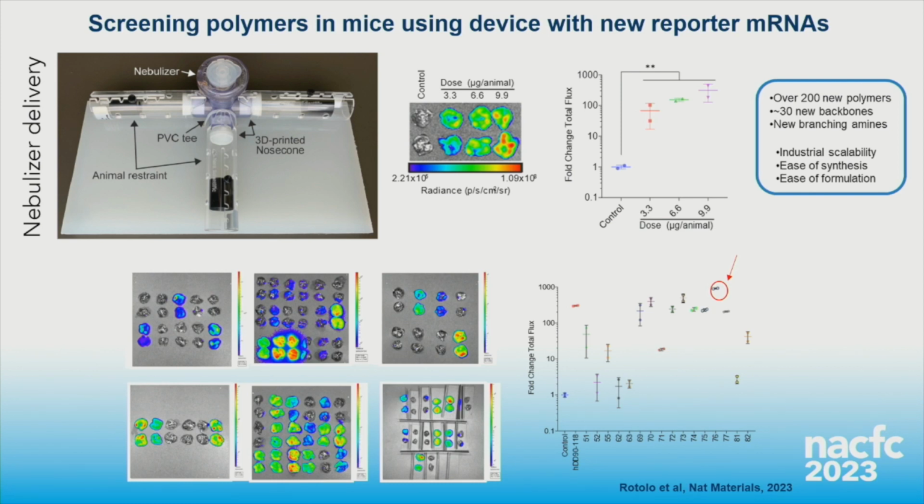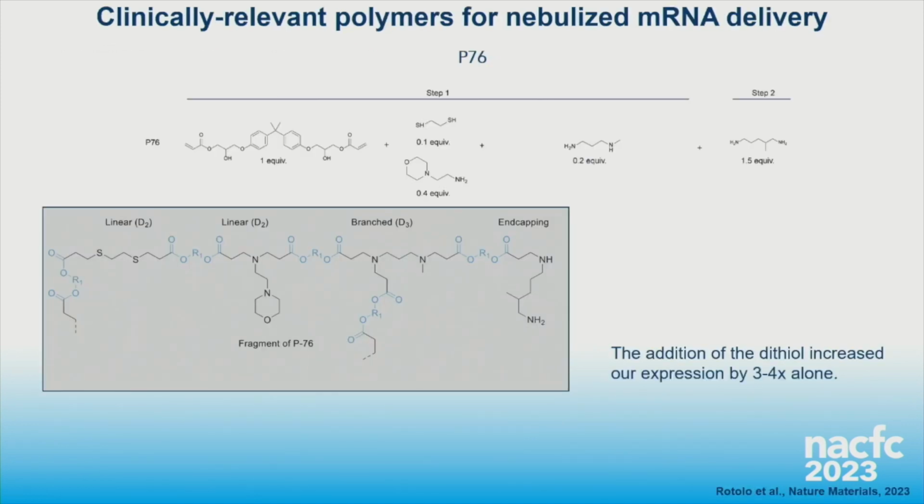If you're interested, you can go see our Nature Materials paper. But the point is that you can find losers very easily, and you can find winners. And this one right up here is polymer 76, which is one of our winners. I won't get into the chemistry of 76, but there was one particular element, a dithiol, that's actually important in its degradation, but also improved its expression. And again, that's in the paper, so I won't go into that in too much detail.